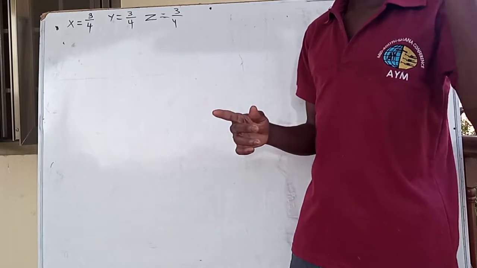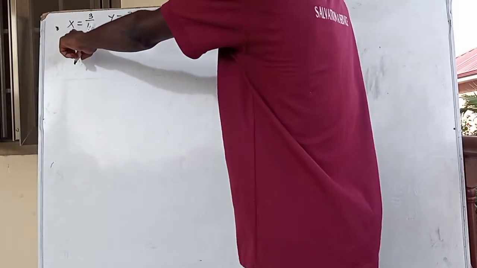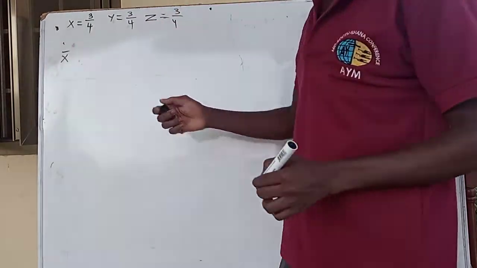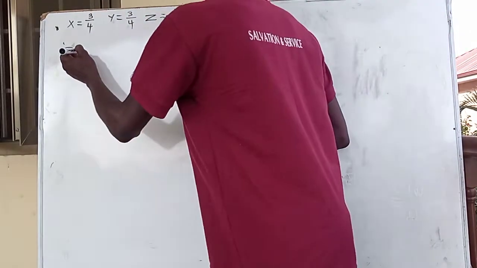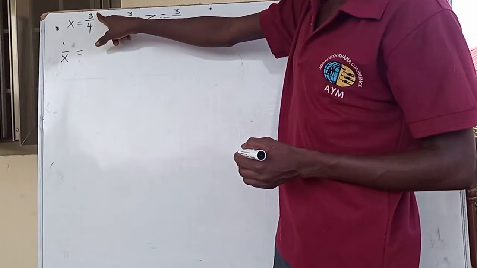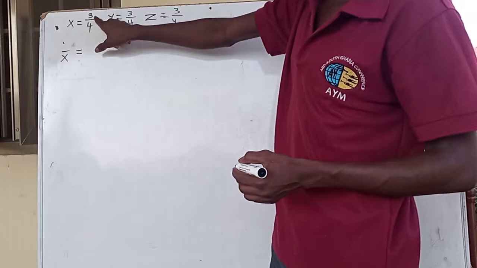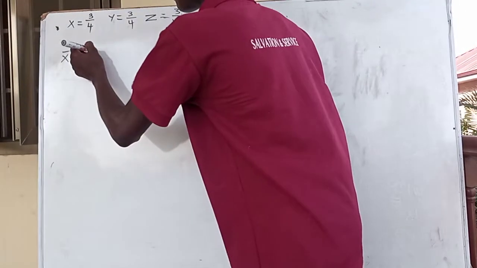So only one will germinate. There is a probability that X will germinate, right? Let's find the probability that X will not germinate. The probability that X will germinate is 3/4. So what is left for us to reach 1, which is 4/4? It's just 1/4.